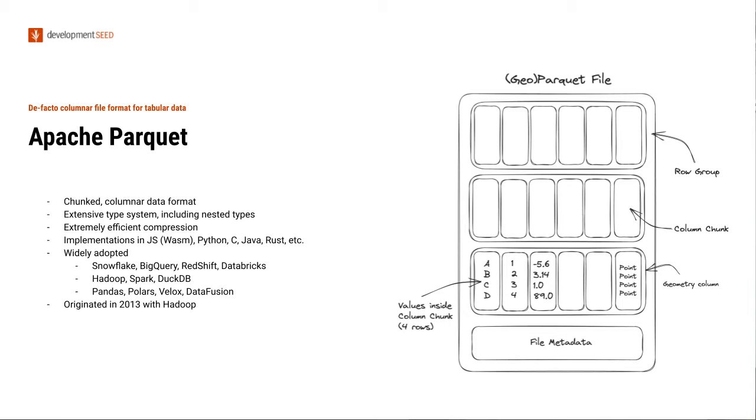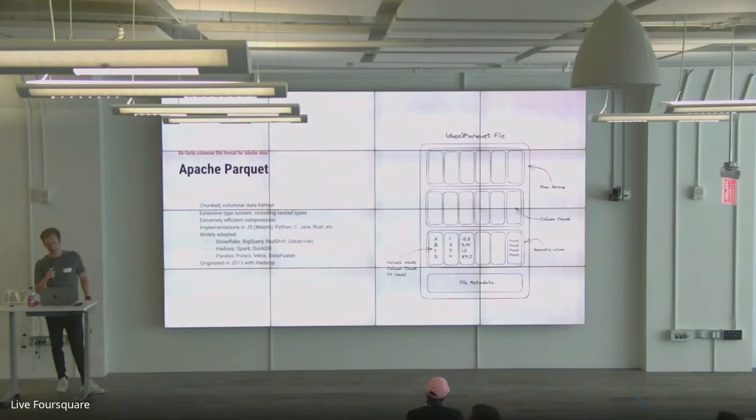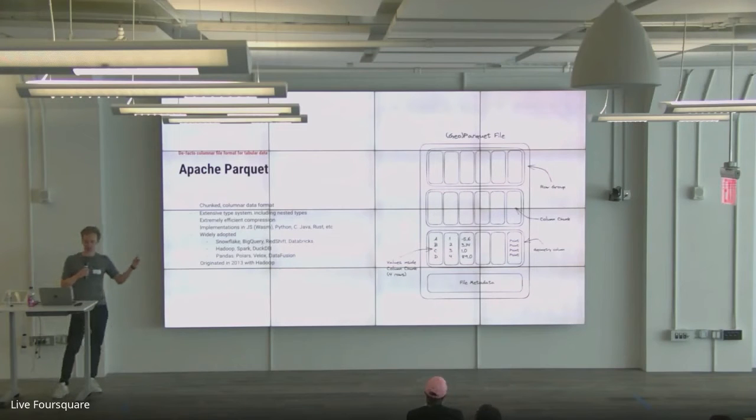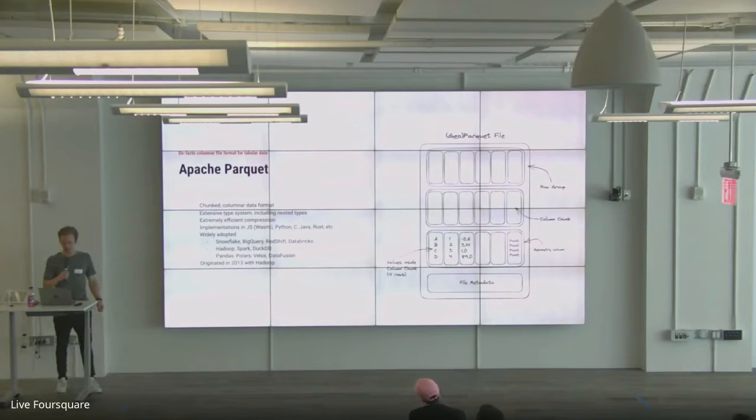So if you have, say, 10 million rows in your file, you might break that into 10 chunks internally. The first chunk contains all of the columns for the first million rows, then the next million rows, and so on. This is in contrast to CSV, which stores all the data for the first row, then the second row, and so on. It has a really extensive type system, including nested types. So you can have lists or structs as individual columns as part of your table.